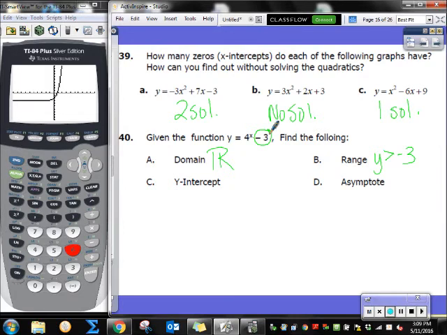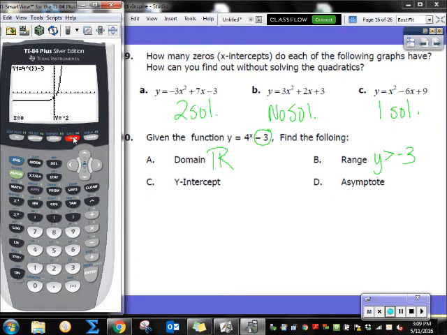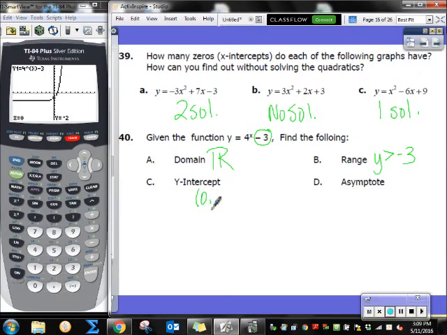Our y-intercept, and this is kind of a trick in the calculator, if you press trace, 99% of the time the cursor is going to start at your y-intercept. So look, 0, -2. So that is our y-intercept. And then finally, the asymptote that I was talking about, in this case, is a horizontal line at -3. So that's going to be y equals -3.